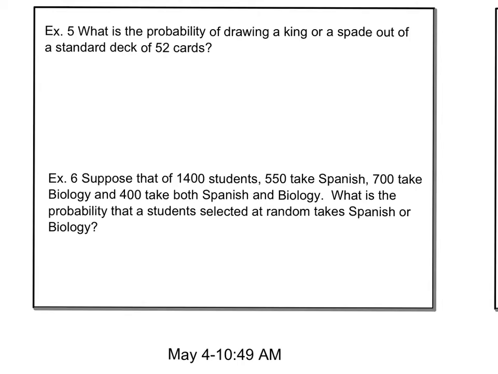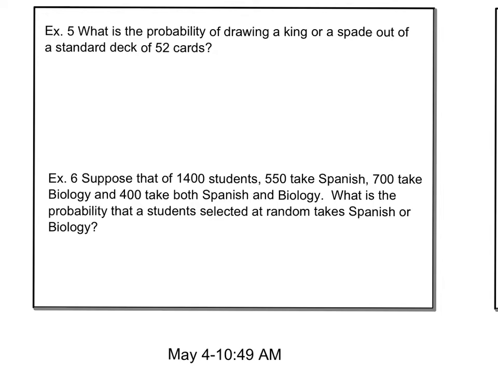An example of 2 inclusive events is the probability of drawing a king or a spade out of a standard deck of 52 cards. There are, of course, kings in the deck, but there's also spades in the deck. And in one choice, there is the king of spades, which means they have the same probability.